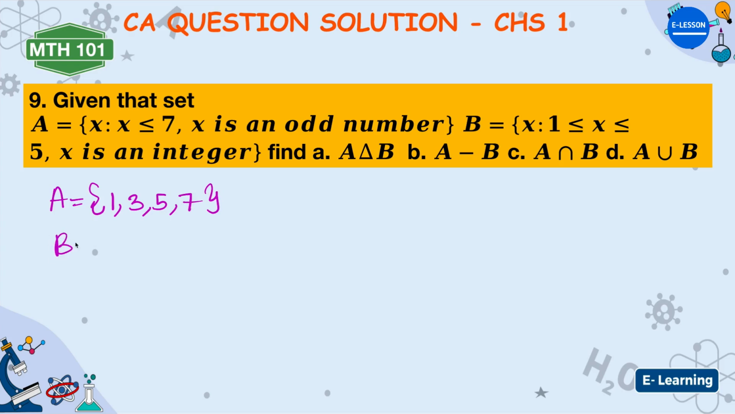Then we have B is equal to x, such that 1 is less than or equal to x, and x is less than or equal to 5, and x is an integer. Integers are positive or negative whole numbers. Is that okay? But they gave you that x is greater than or equal to 1. That means it's starting from 1. Forget about the 0 and the negative part of it. So we have the values to be 1, 2, 3, 4. They told you that x is less than or equal to 5, so it could be equal to 5 as the correct answer.